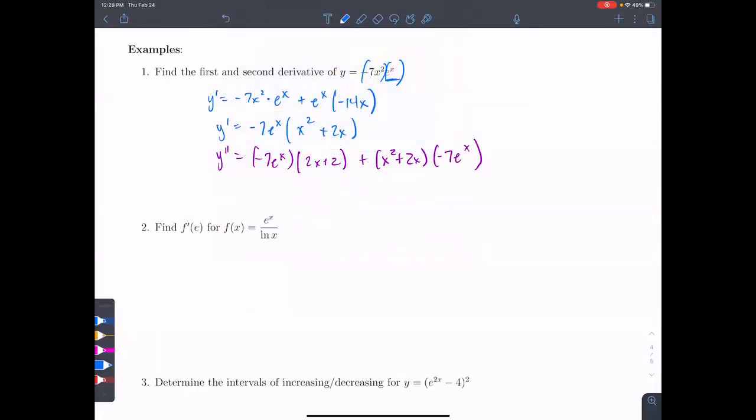Find f prime of e for f of x. Okay. F prime of x is equal to ho d hi, the derivative of e to the x is itself, plus hi minus, goodness gracious, minus hi d ho, the derivative of the ln of x is 1 over x, all over the denominator squared.